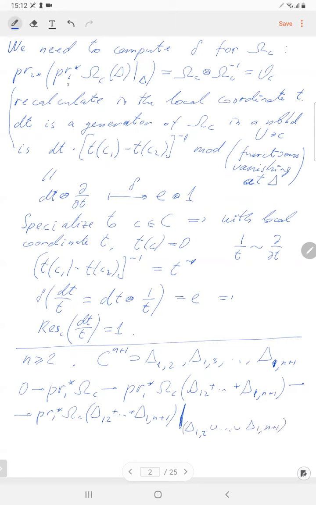Okay, and then we'll have again the long exact sequence of cohomology, in particular the coboundary morphism. Maybe let's go to the next page. So the coboundary morphism will go from the projection to all the other coordinates.